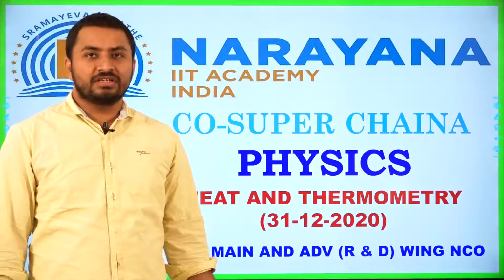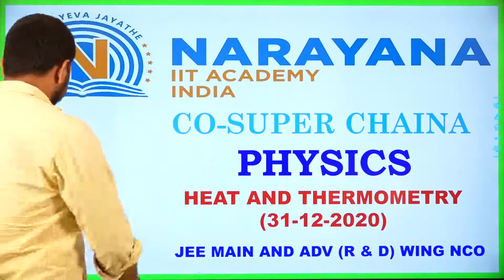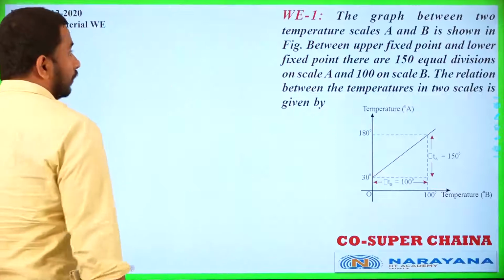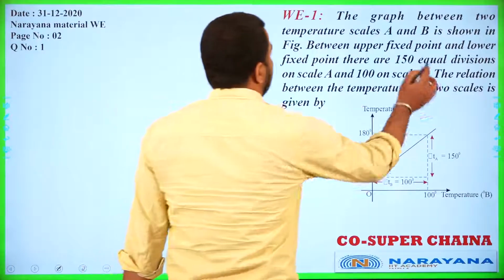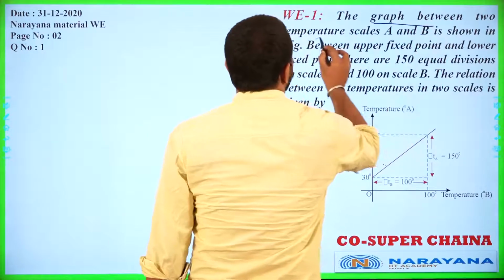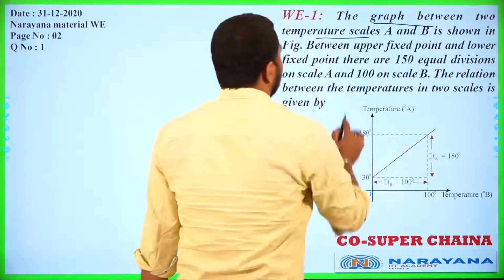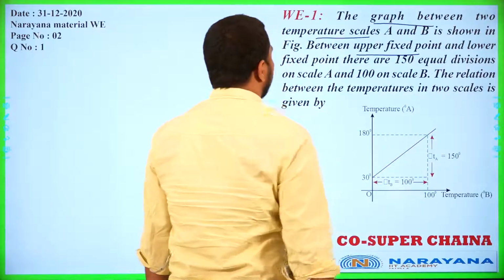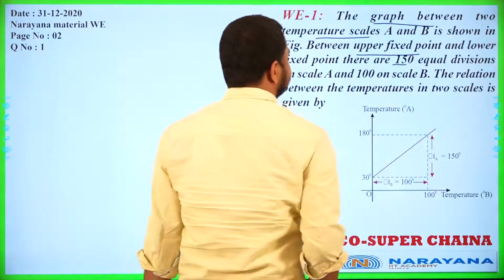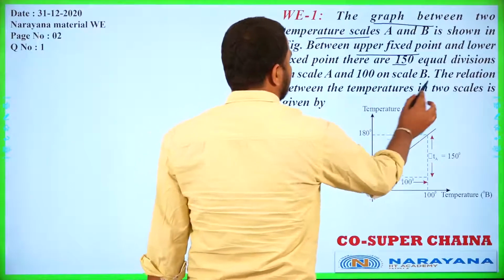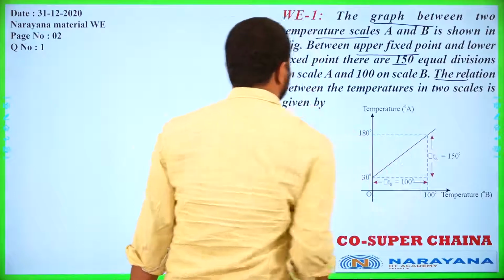We are going to discuss heat and thermodynamics. In this question, a graph is given between two temperature scales A and B. Between the two fixed points, lower and upper points are given. You have to find the relation between the temperature scales.